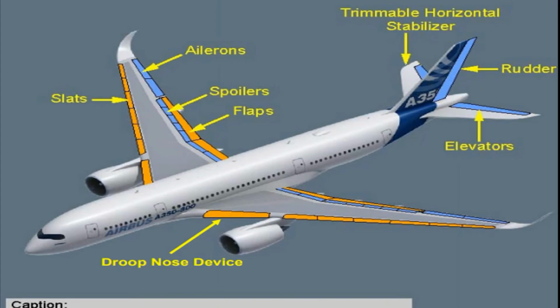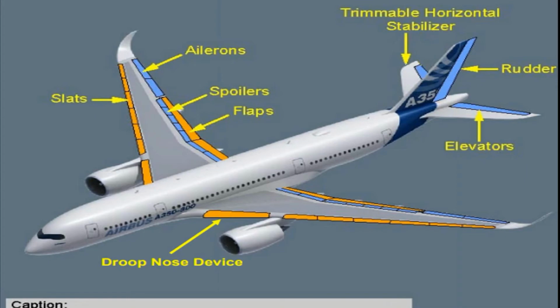Now, there is something else we can also consider as a part of the primary controls, helping a little bit. It's your spoilers, which help with, obviously, spoiling the lift of the aircraft. So it's going to create some drag, but it has a couple of different functions. They can function as ground spoilers, and they have to do with coming in for landing.